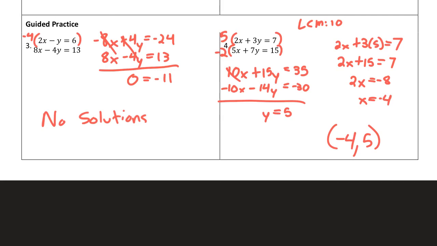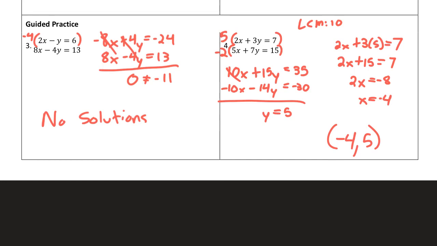Okay, so to finish out these notes, first, number 3, I multiplied the top by -4 to get the y's to match up. Incidentally, the x's also matched up, so I got a false equation of 0 equals -11, meaning that system has no solutions. All right, and then in 4, if you get an equation where it's y equals or x equals, that means you got to keep going. That means there's a single solution.